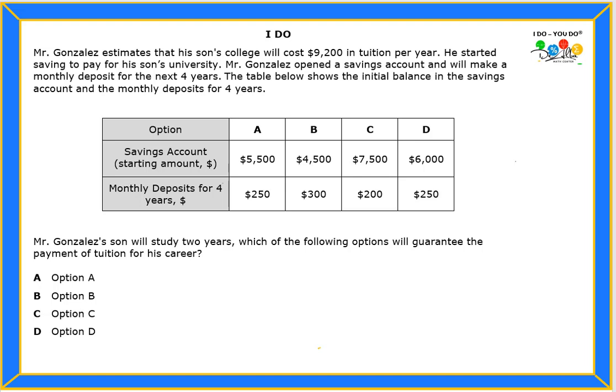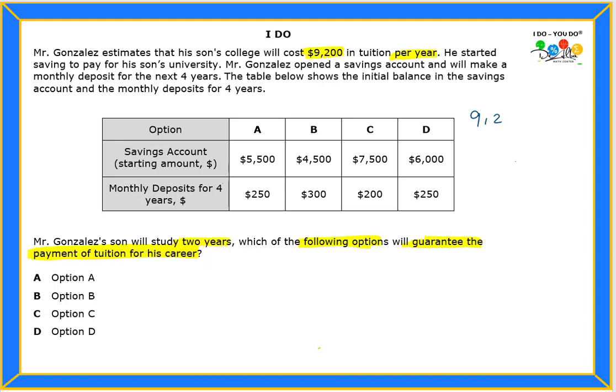Okay, so we want to know which one of the following options will guarantee, which means will make sure that he has enough money to pay for the tuition. Is that right? Okay, and there's a lot of information, so let's go back to the problem. So we do know that the cost for the college is $9,200 per year, but it also says that he's gonna be in that college for 2 years. So one of the things that you will need to know is how much money he's gonna need for the 2 years, right?